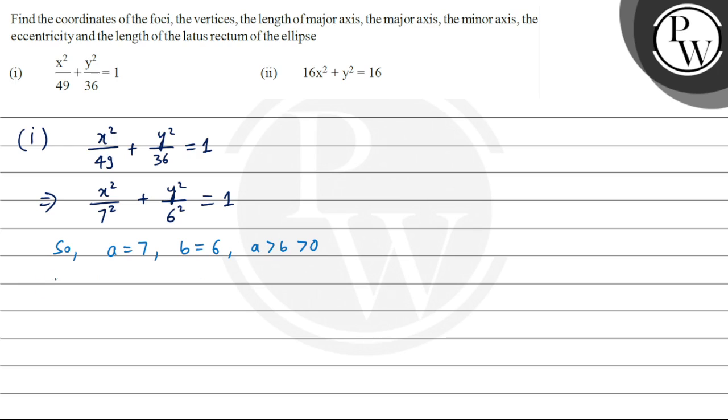So we will write the points. Therefore, first we can write foci points. First, starting with vertices. So vertices will be A, that is (A, 0), that is (7, 0), and A dash, that would be (minus 7, 0). Then we will find foci points, for which we will have to find eccentricity, right? So eccentricity, we can write it here.